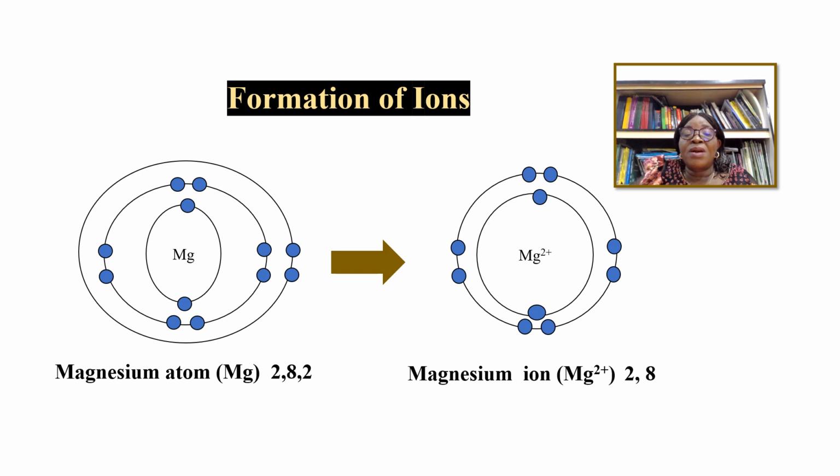How do we form ions? These metals form ions by the loss of two electrons. For example, we have the formation of the magnesium ion here. The magnesium atom, we all know, has an atomic number of 12. The first shell must have 2 electrons, the second shell must have 8 electrons, and the third shell, to be completely filled, should also have 8. But here we have only 2 electrons in the outermost shell of magnesium.